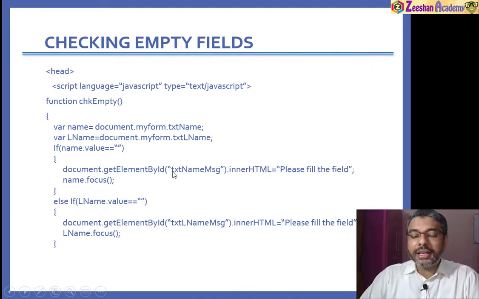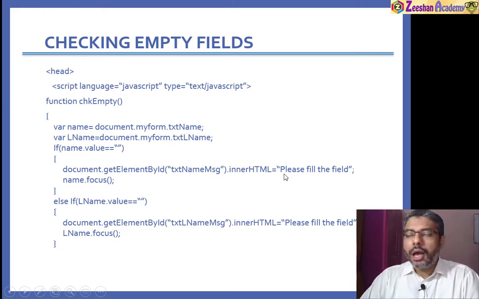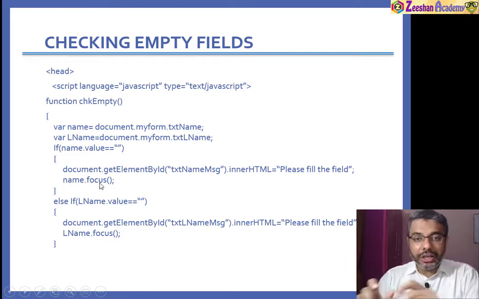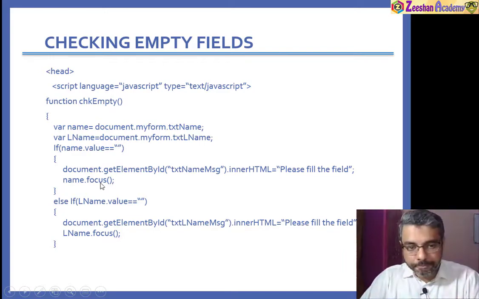So assuming there is a paragraph tag that has an ID, text name message. Okay. So in your HTML, we create a simple paragraph that has no text inside it at the moment. It will have text if the user doesn't enter any data. So we name that tag text name message, and we call it. Name.focus is basically a method in JavaScript. We return the focus back to that name field.